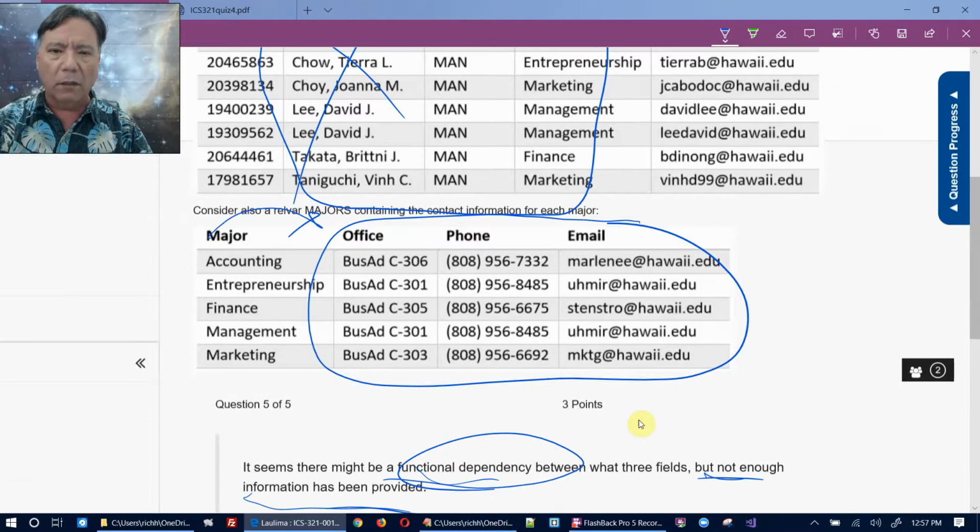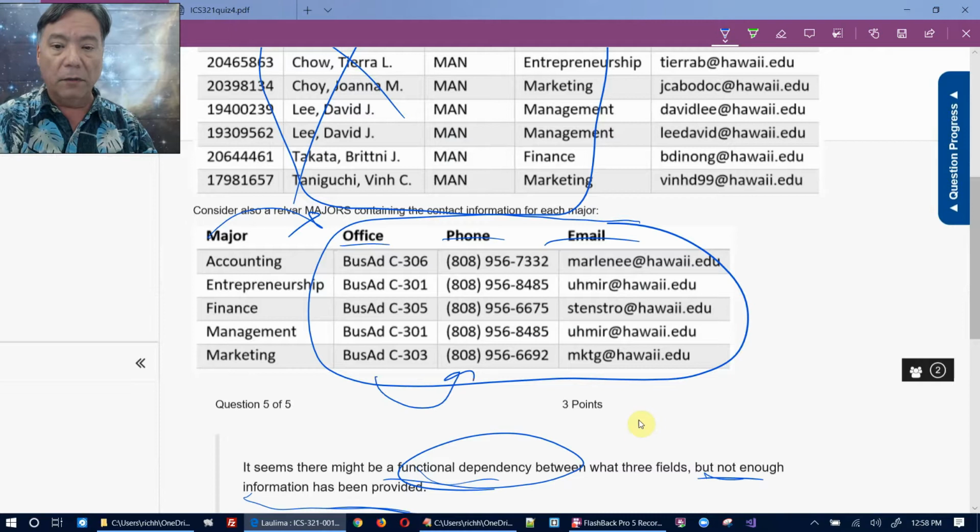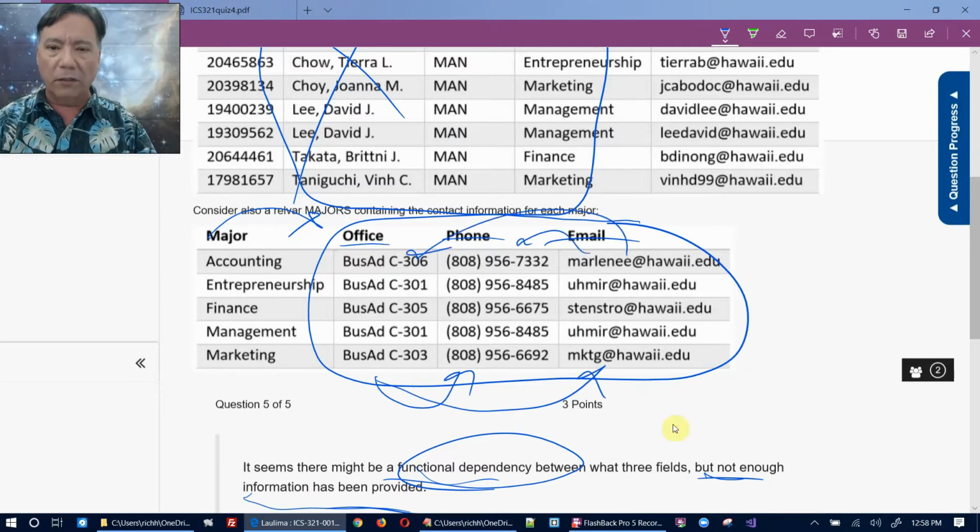Let's look at these three. We've got an office, and we've got a phone and an email. If you examine these closely, do you see that it's possible that there could be a functional dependency between these? In other words, could this possibly determine this, or could this possibly determine this, or could this determine this, or could this determine this, or any one of the combinations?